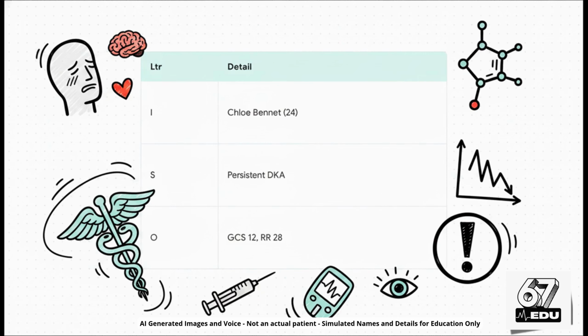I for identification, Chloe Bennet, 24 years old. S for situation, persistent DKA and metabolic acidosis. O for observations. Her GCS is dropping down to 12, her respiratory rate is a labored 28, BSL is 12.0, but crucially, those ketones are sitting at 5.5. Instantly, the incoming team knows exactly how unstable she is.